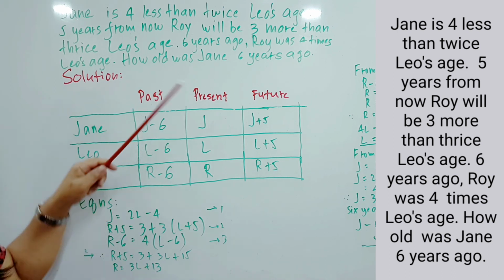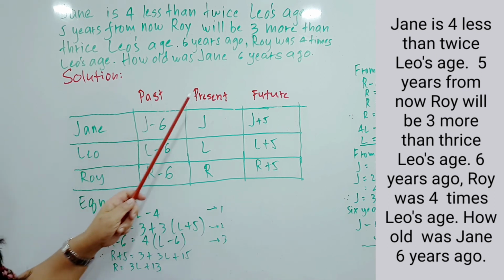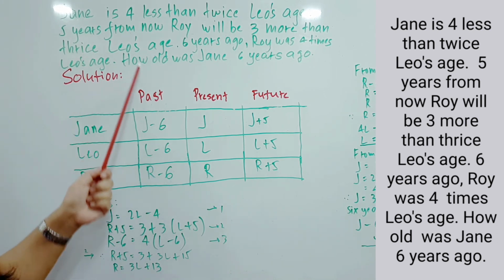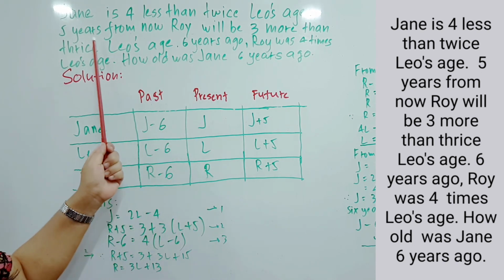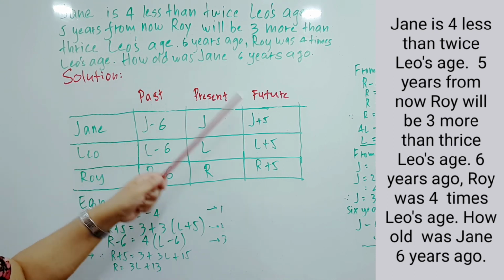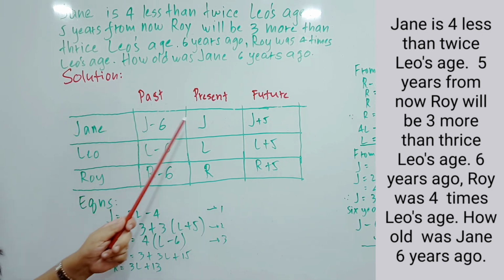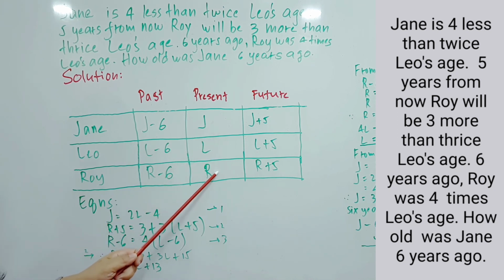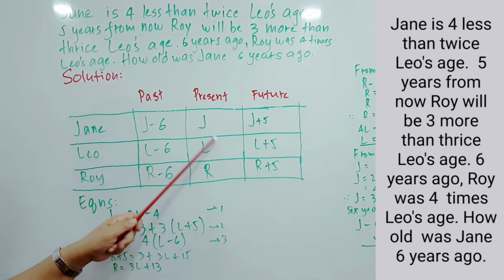So, itabulit natin yung age nila from past, present, and future. Tapos 3 tao involved dito, si Jane, si Leo, at saka si Roy. Sa past, that is 6 years ago. Sa future naman, 5 years from now. So, of course, i-designate natin ang mga ages nila as J for Jane, L for Leo, and R for Roy. These are the present ages of the 3 people.